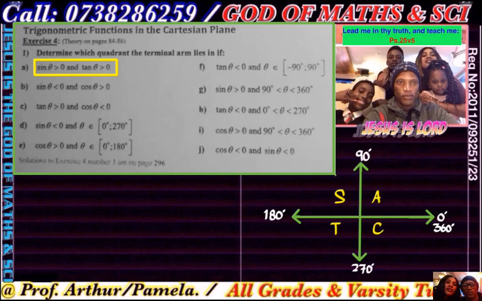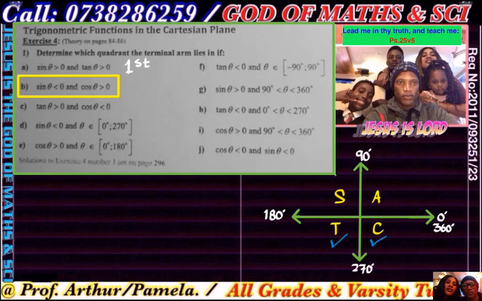So this means now your answer for number 1 is going to be the first. I'm just going to write first because we know we're talking about the quadrant. Now we look at the next question. We pay attention to alphabet B. It says sine of theta is less than 0. That means where sine is negative. Sine is negative in the third and in the fourth quadrant.